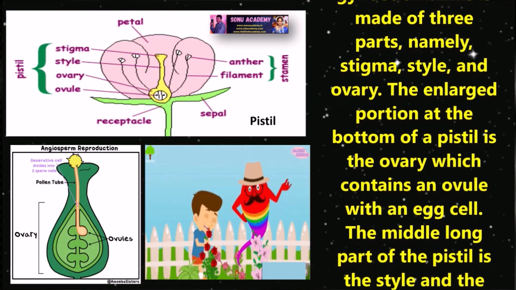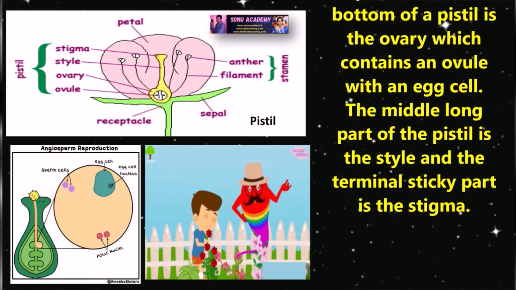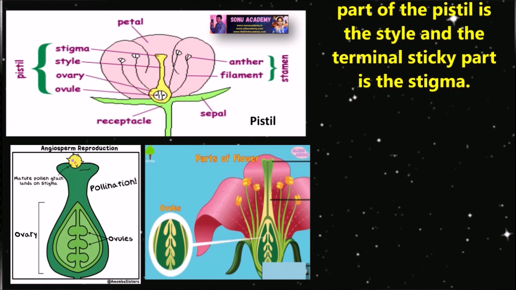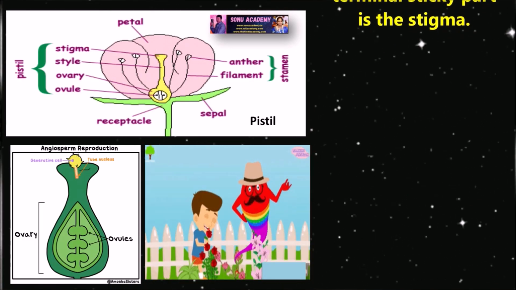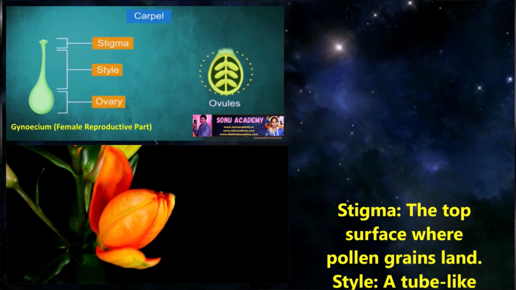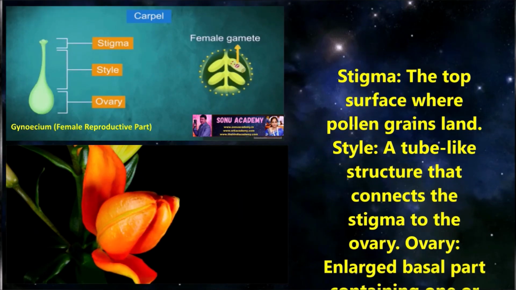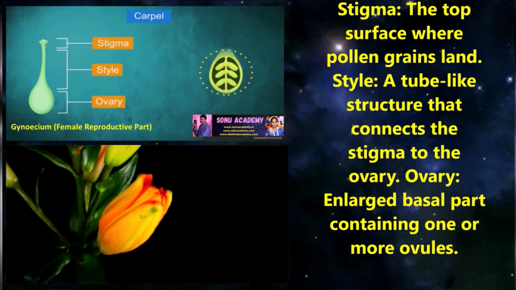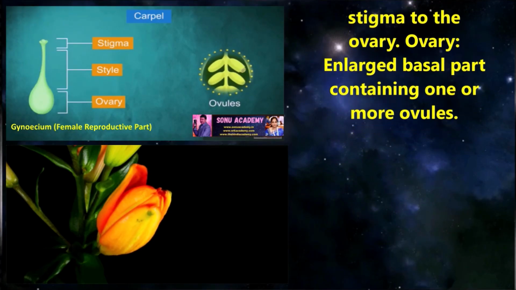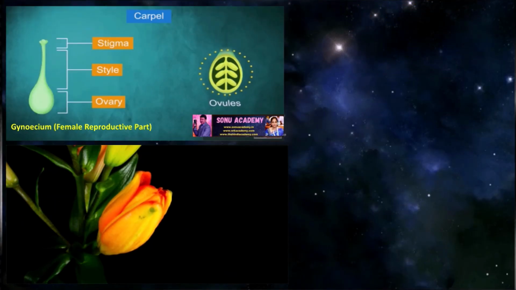The enlarged portion at the bottom of the pistil is the ovary, which contains an ovule with an egg cell. The middle long part of the pistil is the style, and the terminal sticky part is the stigma. The stigma helps the pollen grains to land on its top surface, and the style, a tube-like structure, connects the stigma to the ovary to carry the pollen grains from stigma to ovary. The ovary is an enlarged basal part containing one or more ovules.